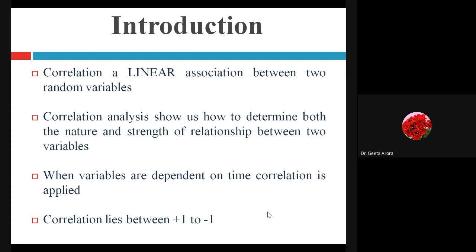By using correlation analysis, we will be able to find out the nature of the relationship between the two variables and how much they are related. Correct? And we are going to apply correlation whenever the variables are dependent. And if we talk about how we are going to measure it, we measure correlation by finding the correlation coefficient, whose value lies between +1 and -1.